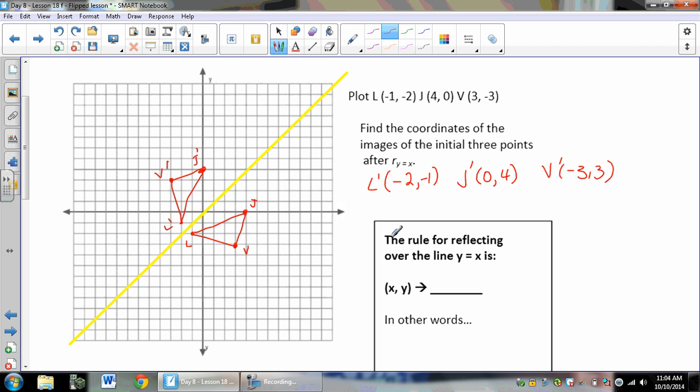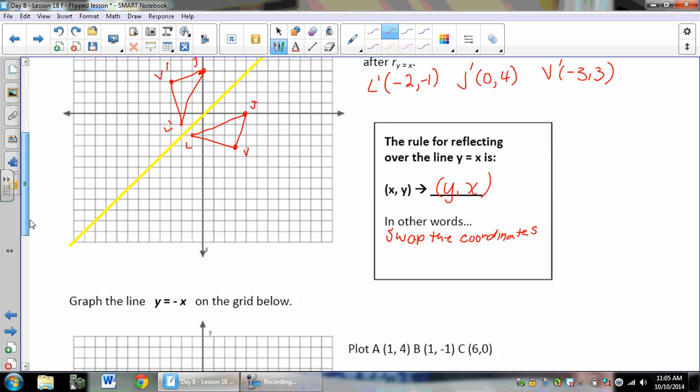-3, 3. What happened? Well, these swapped, these swapped, these swapped. So the rule for reflecting over y equals x is that (x, y) becomes (y, x). In other words, swap the coordinates. Okay, you want to swap the coordinates.